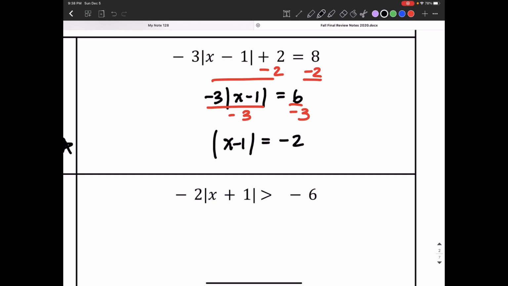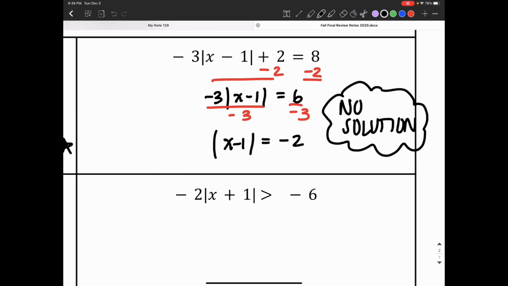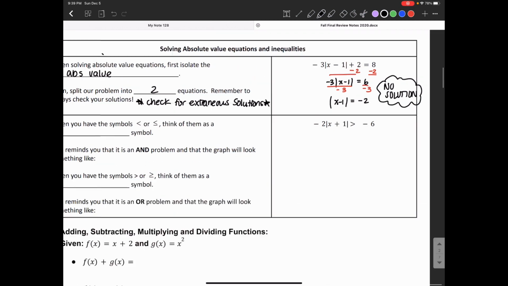The absolute value cannot be equal to a negative number because absolute value is distance and it needs to be positive. So this is actually no solution. If this part made sense, I would say x minus 1 is equal to -2 or x minus 1 is equal to +2, and then I would solve those 2 equations. But since that statement doesn't make sense, I stop there and I say no solution. Absolute value can't be negative.